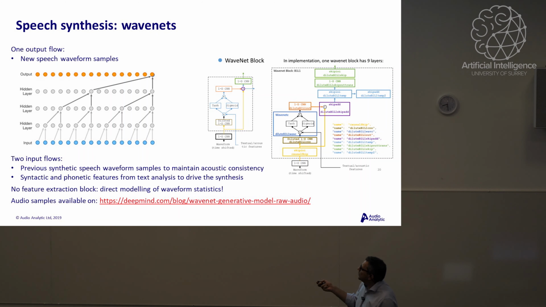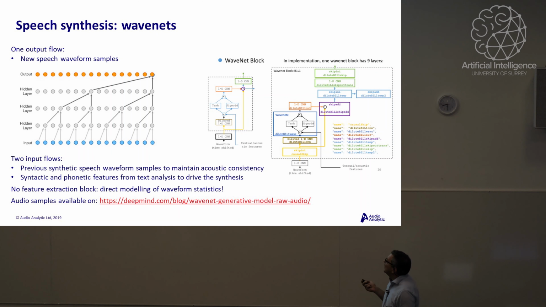Hence the second type of input, which is syntactic and phonetic features from text analysis to drive the synthesis. I would really encourage you, when you have time, and we're going to disseminate the slides of this summer school, so you will have a chance to click on these links, to look at the DeepMind blog post about that, where they give samples of what is achieved with WaveNets. You can hear that when the recursive synthesis of speech is undirected, it sounds like speech, but you can't really make any sense of it. And once you inject the syntactic and phonetic features, that drives this acoustic model to produce meaningful speech.